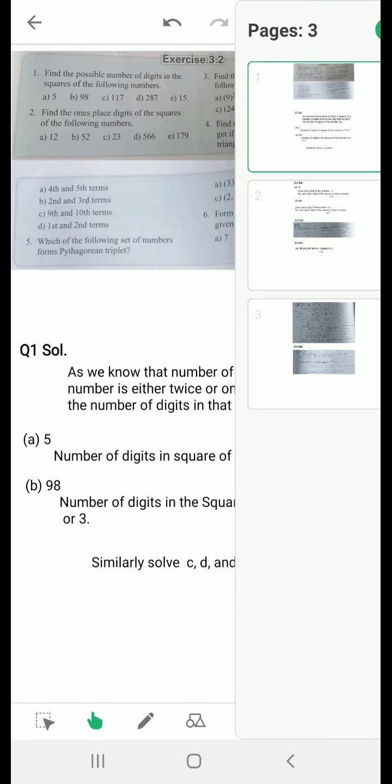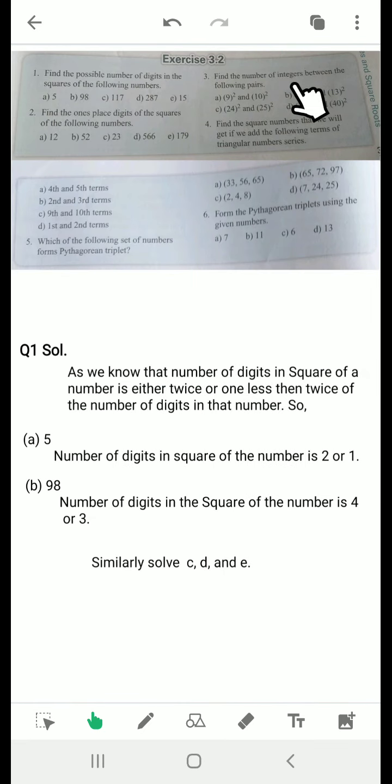So what was our question? Find the number of integers between the following pairs. The first one given is 9 square and 10 square. They are both consecutive squares, 9 and 10, they are both consecutive. So the number of integers between these two numbers will be 2 multiplied by the smaller number. The smaller number is 9, that is 2 multiplied by 9.